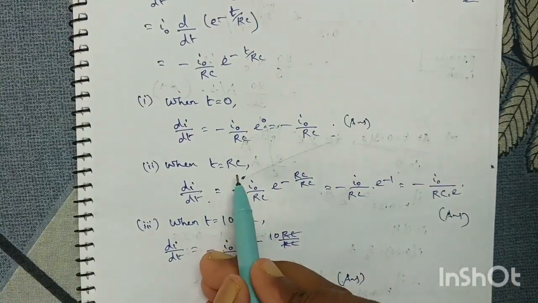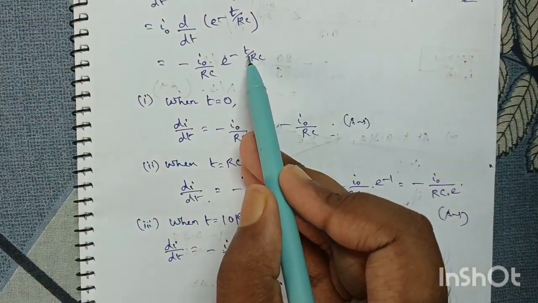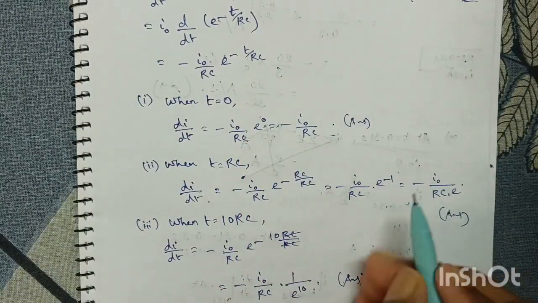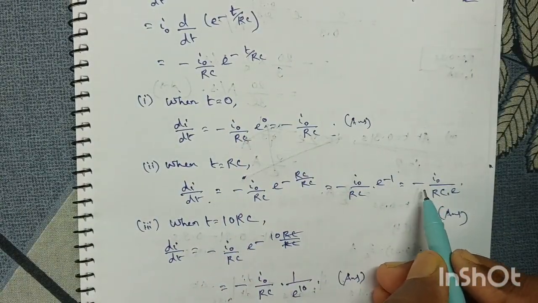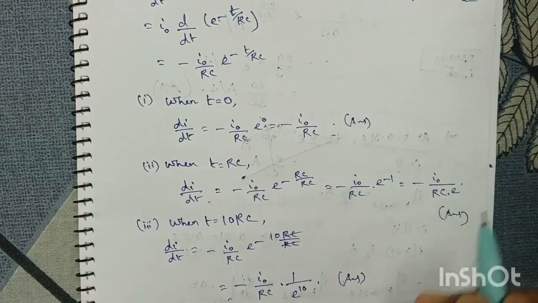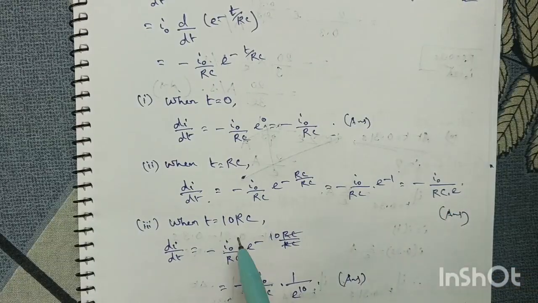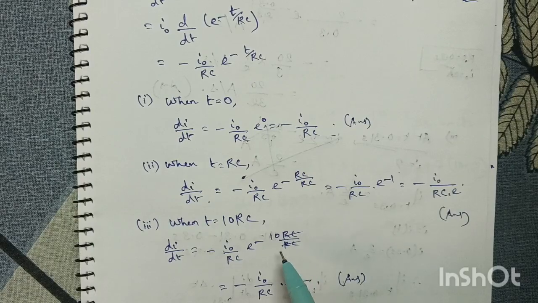When t is equal to RC, just put it here, we get dI/dt is equal to minus I0 over RC into 1 over e. And when t is equal to 10 RC, again putting this in a similar way, we get dI/dt is equal to minus I0 over RC e to the power minus 10 RC over RC. RC gets cancelled out, and we are left with dI/dt is equal to minus I0 over RC into 1 over e to the power 10.